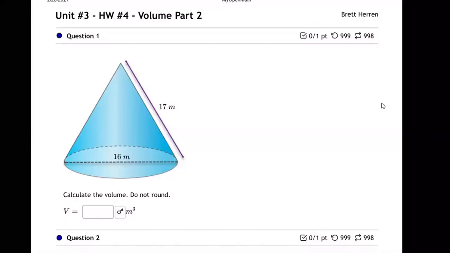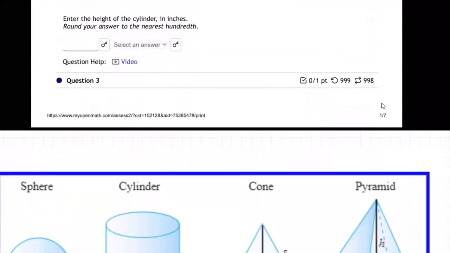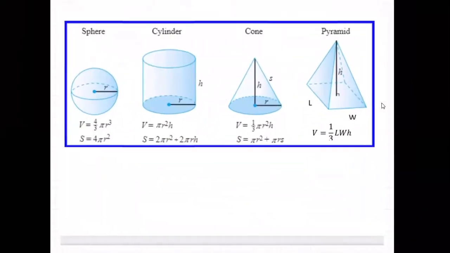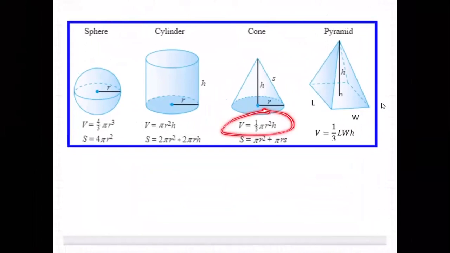Okay, so we want to find the volume of this cone. So let's go grab the volume of a cone formula. Right there, 1/3 pi r squared h, the volume of a cone. Now notice on that, this is from the notes, the height is straight down, and the S, that's called the slant height. That's a little different, isn't it? Height is straight down in this formula, 1/3 pi r squared h.